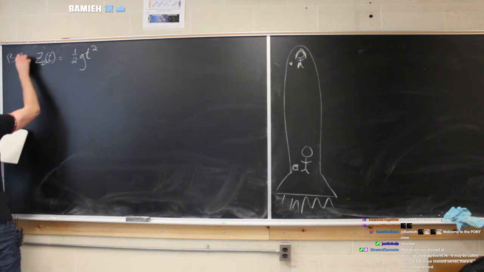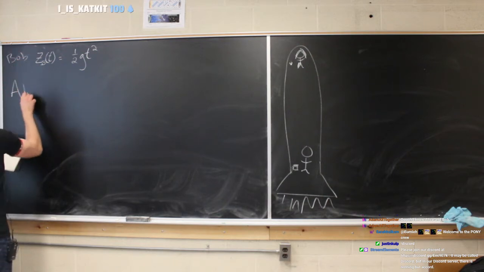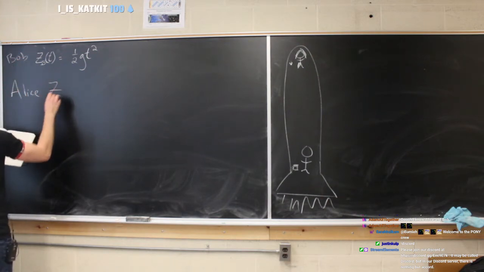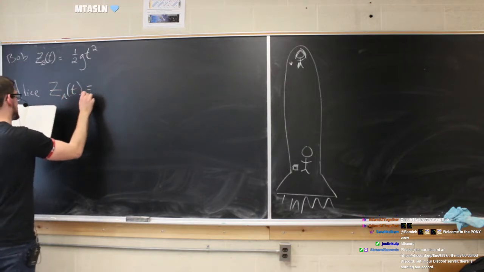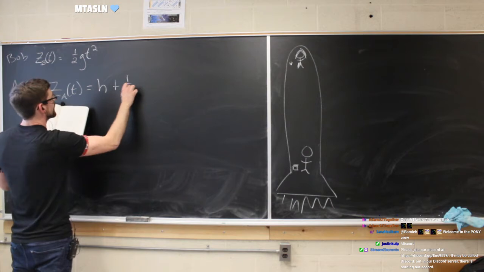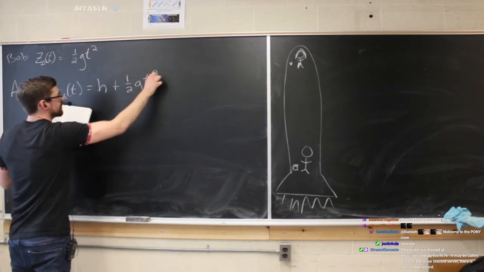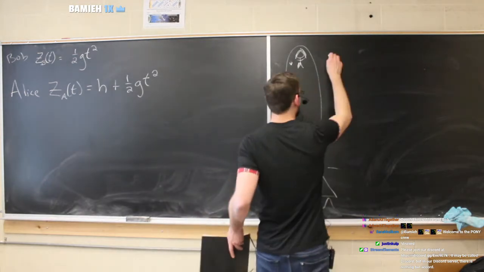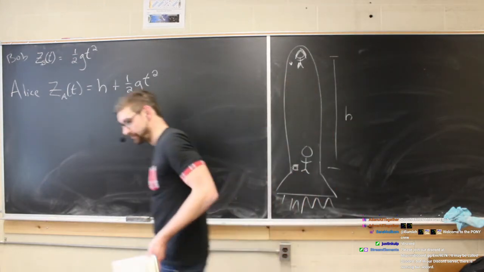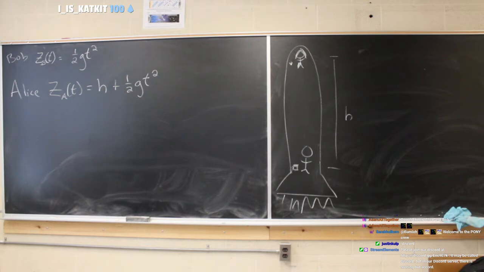Now Alice is going to have a different position, obviously, because she's going to be at the top of the ship. So as a function of time, at any given time, she's going to be the height h plus 1/2 g t squared. This is really the same thing as Bob's, and the only difference between the two is going to be some height h. Good? So far, so good.